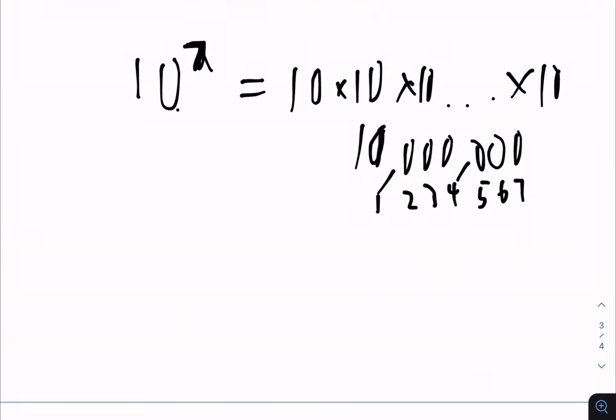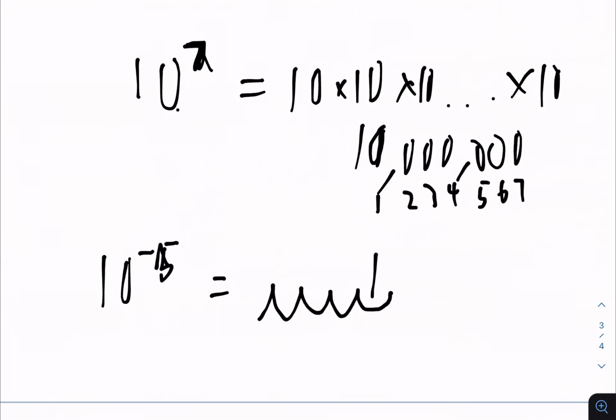Let's try 10 to the negative 5th. Okay, so this is just 1, move it 5 places. 1, 2, 3, 4, 5. So there's 4 zeros. It's 0.00001.